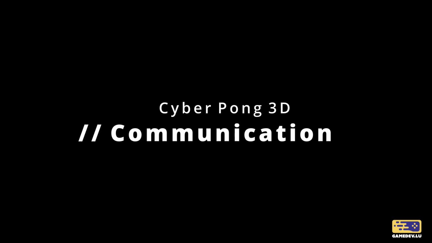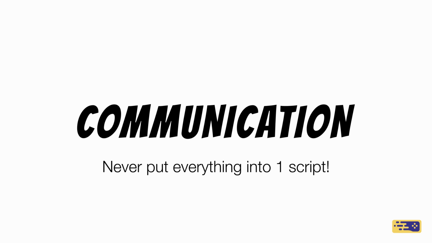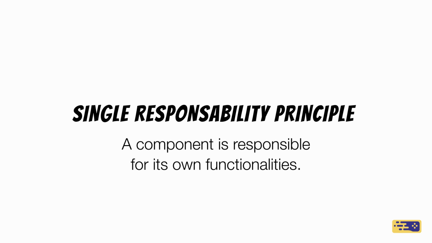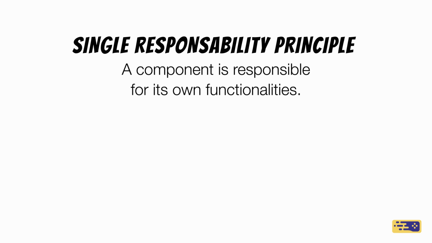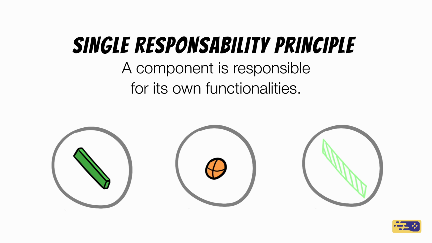Before we continue to implement, we must think about how we want our different scripts to work together. One thing is sure, it's very bad to try to put everything into one script. Don't do that. There's an important principle in software engineering, and it's called single responsibility principle. Each component in our game should be responsible only for its own functionalities. Here are some examples. The racket only handles itself and never other rackets. The ball manages its own change of direction. No other component should change the ball's behavior. And the goal decides for itself if a goal has been scored.